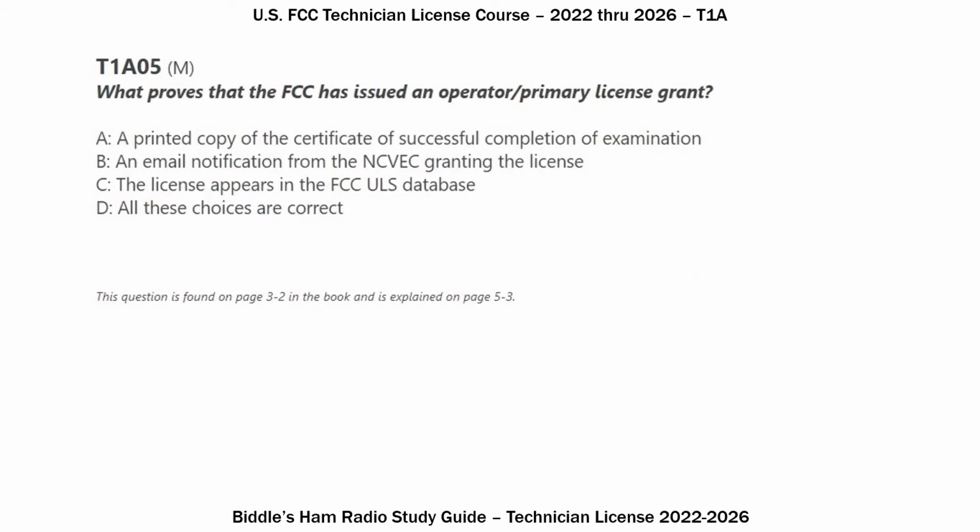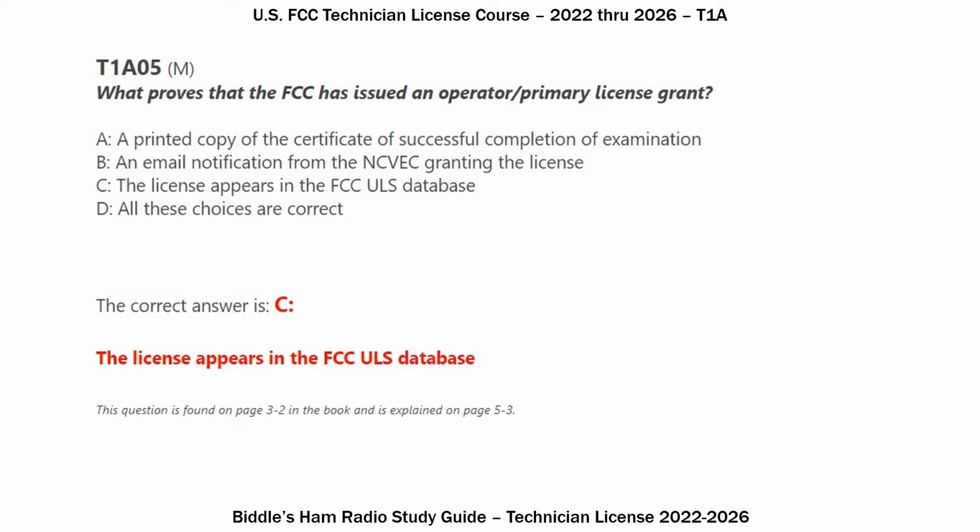Next question, T1A05. What proves that the FCC has issued an operator primary license grant? A, a printed copy of the certificate of successful completion of examination. B, an email notification from the NCVEC granting the license. C, the license appears in the FCC ULS database. Or D, all of these choices are correct. The answer for this is C, the license appears in the FCC ULS database.